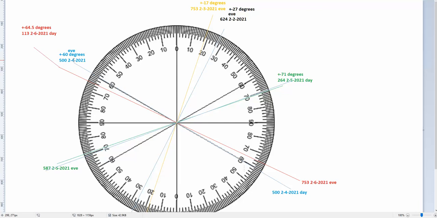From there we went to the fifth, which was again across the other side from evening to day, and 264 was the numbers, and it was close to 71 degrees. And then it shoots back across to the evening of the 5th and gave us 587. And then the 6th day was up here, and then it shoots back across this way.